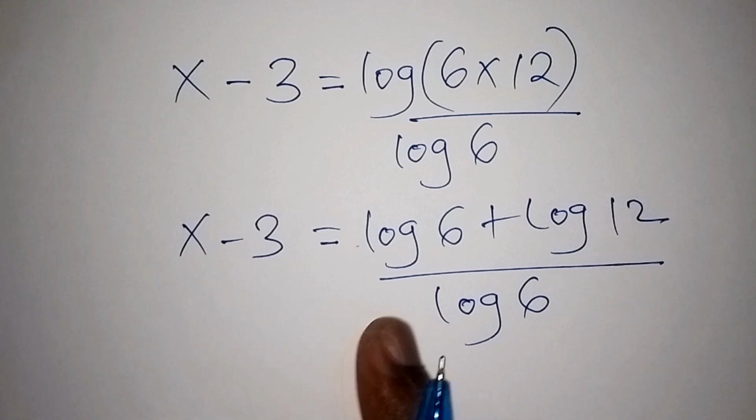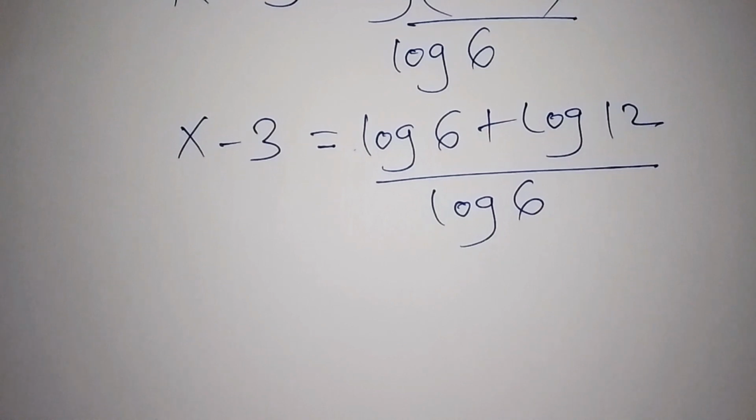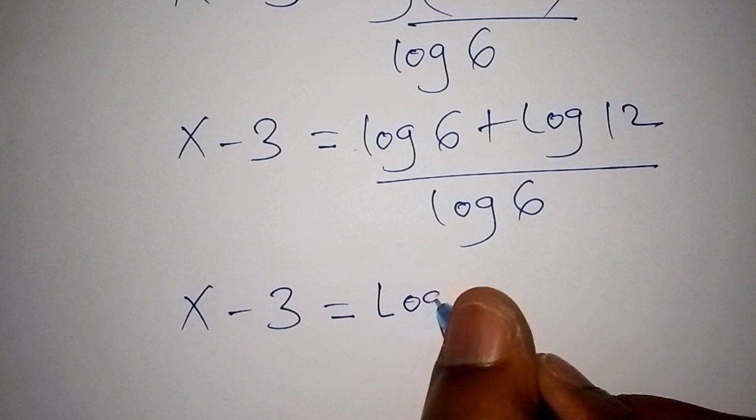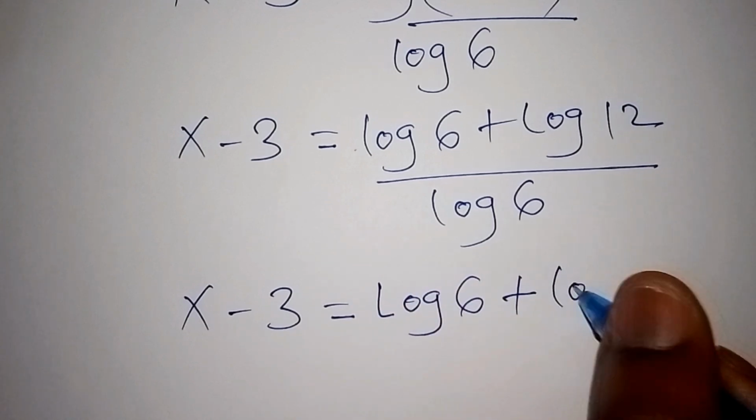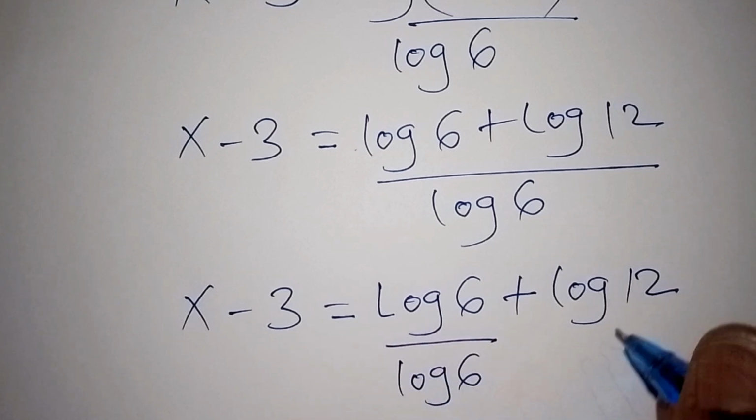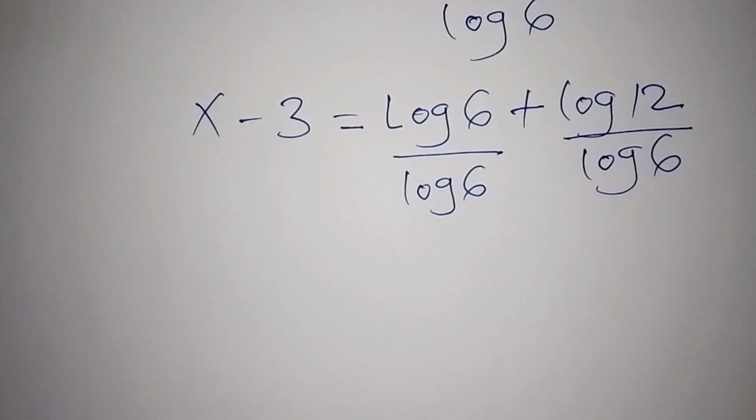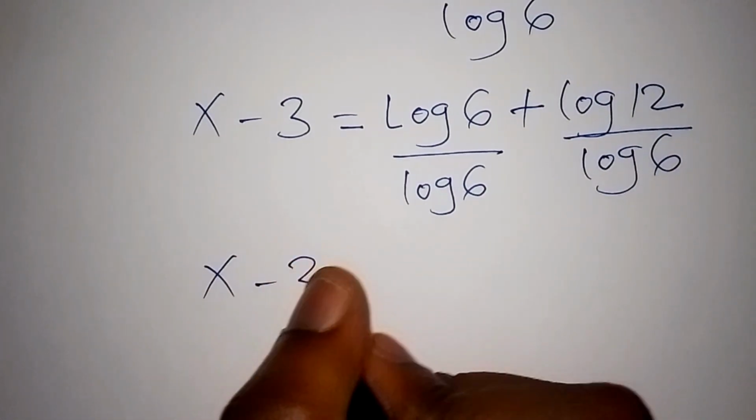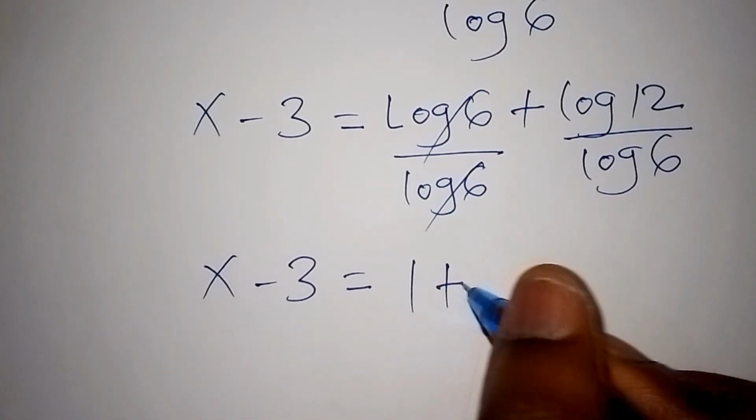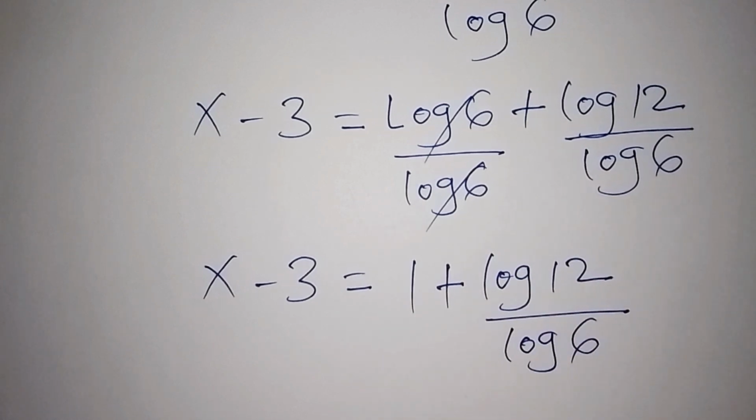So let's now split by dividing both sides by the log of 6. So meaning that now we shall have x minus 3 is equal to the log of 6 plus the log of 12, all over the log of 6. So here we shall say that x minus 3 is equal to, the log of 6 and the log of 6 shall cancel, so 1 plus the log of 12 all over the log of 6.